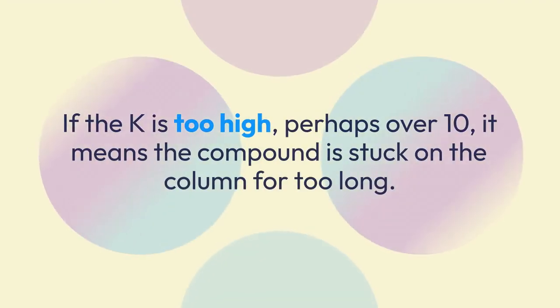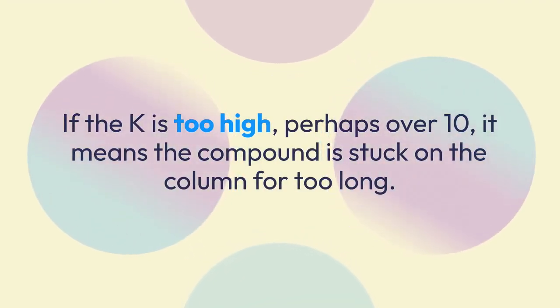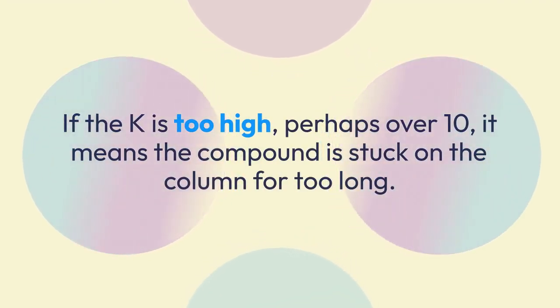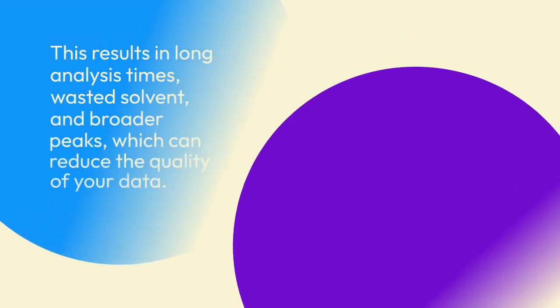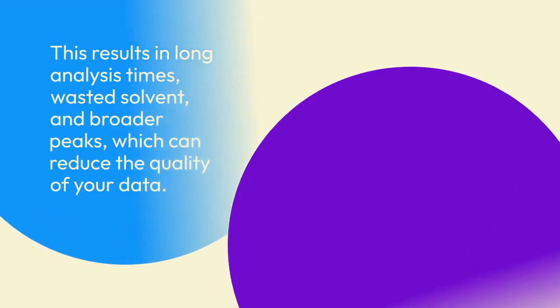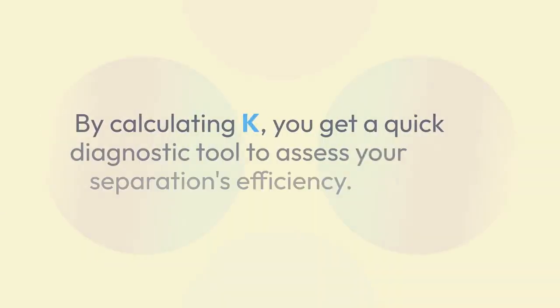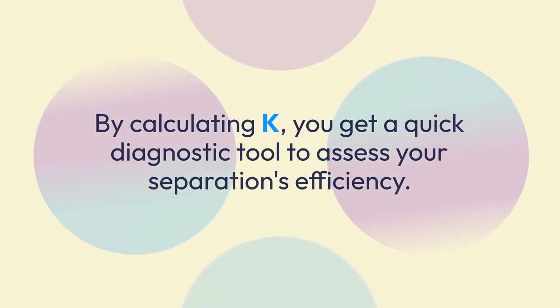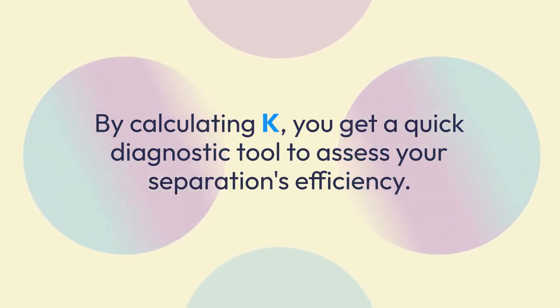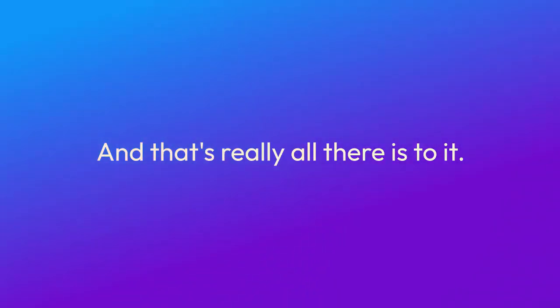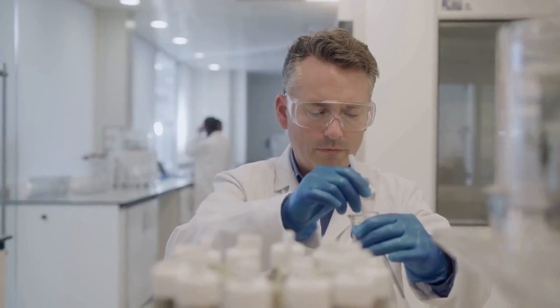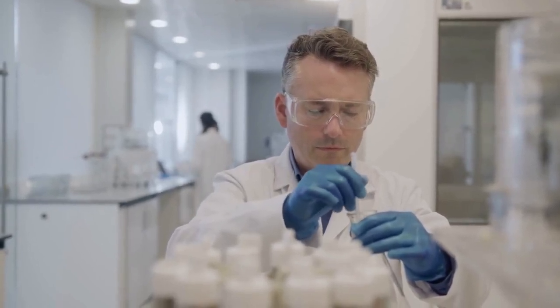If the k is too high, perhaps over 10, it means the compound is stuck on the column for too long. This results in long analysis times, wasted solvent, and broader peaks, which can reduce the quality of your data. By calculating k, you get a quick diagnostic tool to assess your separation's efficiency. And that's really all there is to it. You now have the knowledge to calculate and interpret one of the most fundamental parameters in chromatography.